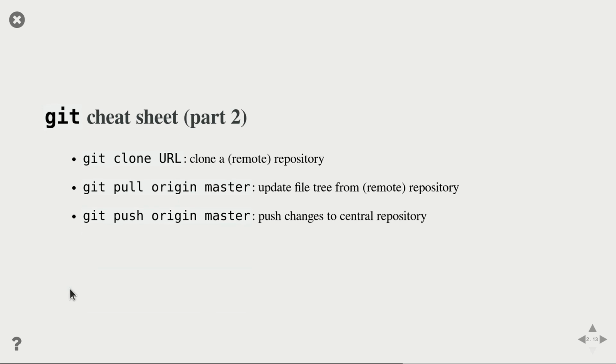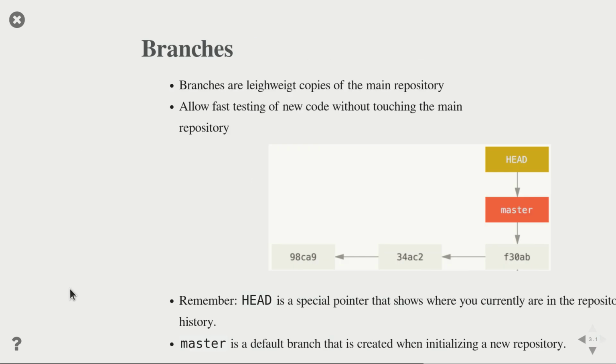So, Git cheat sheet part number 2. I've shown you how to use the git clone command to download online repositories, git pull to pull changes from the online repository, and then git push to push them up again. Great.